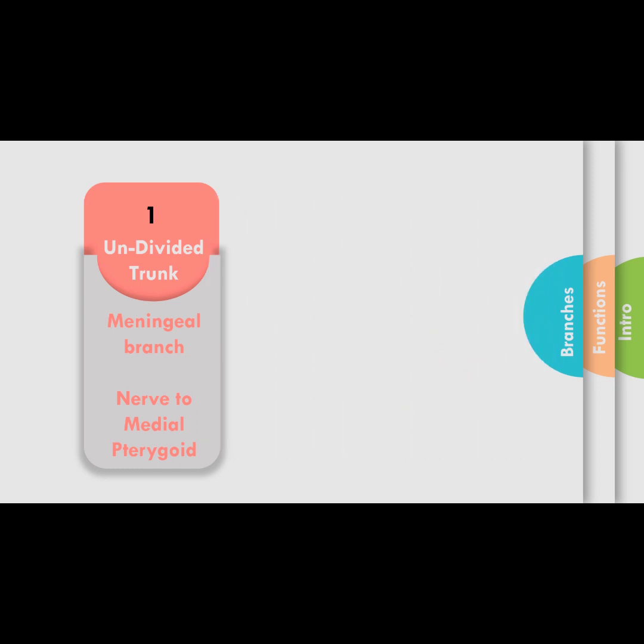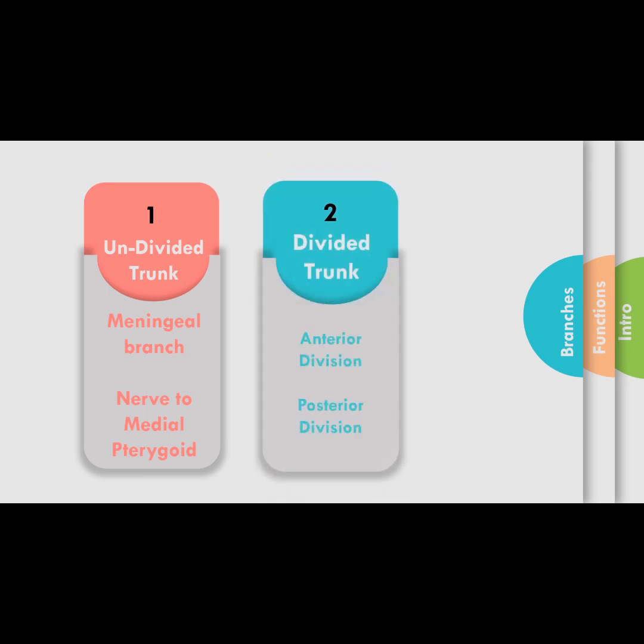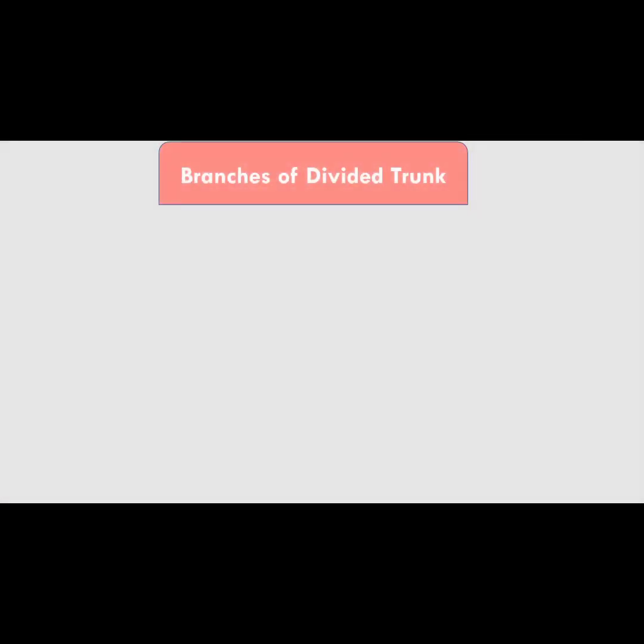After branching out the undivided trunk, the mandibular nerve divides into an anterior division and a posterior division. And that's why it is called the divided trunk. Now we will look into the divided trunk in detail.